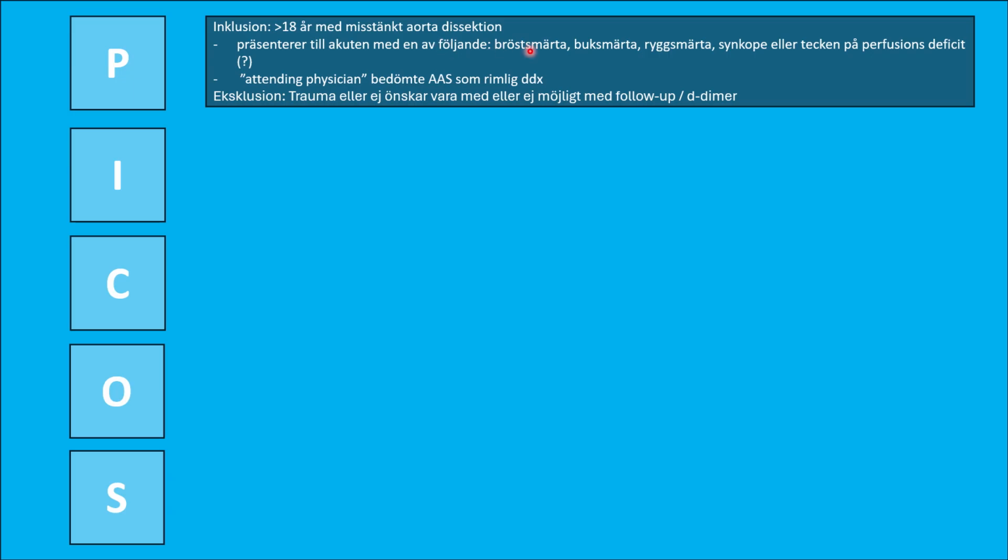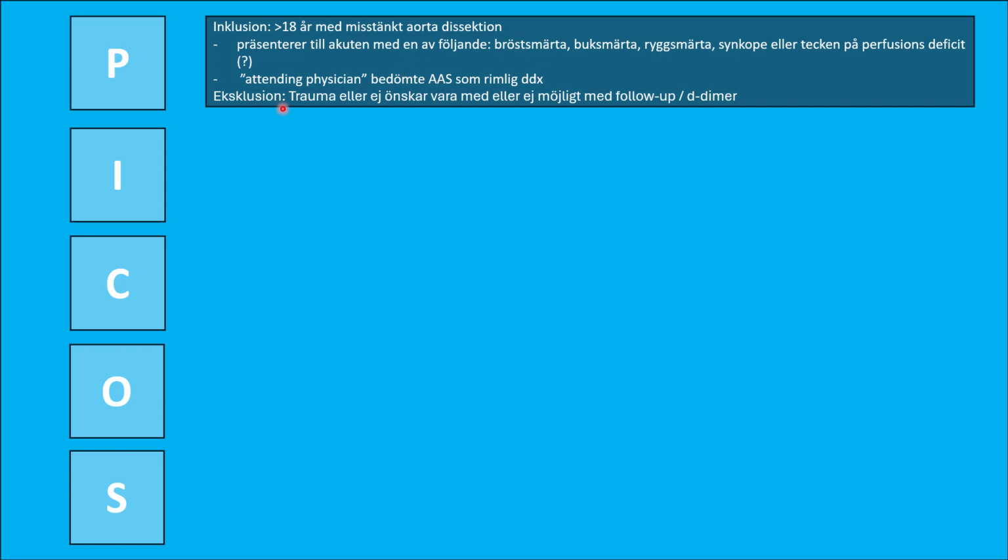But they had some things that they looked for. There was chest pain, belly pain, back pain, syncope, or signs of perfusion deficits, which was not specified as far as I could find. And then the attending physician was evaluating whether acute aortic dissection was a fair differential in this presentation. But is this fair? It seems like they didn't include all chest pains and all belly pains and all back pains. That would be wasteful, I think. So someone used gestalt or guesstimate to decide which ones should be included.